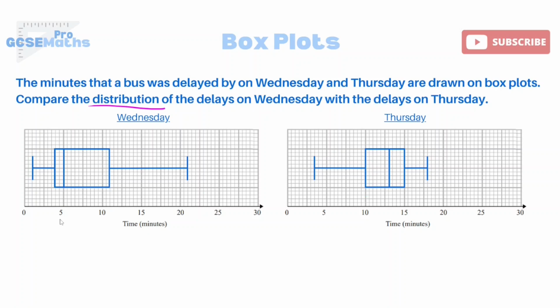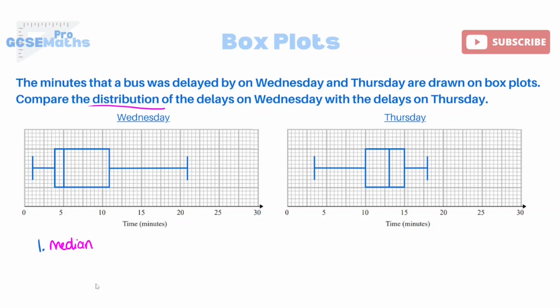In this question, you're always going to mention 2 things. First of all, compare. We don't have to explain. Okay, you don't have to explain why or what it means. You just have to state the obvious, literally make comparisons. But the distribution, there are 2 things we want to comment on. The first thing is always the median.